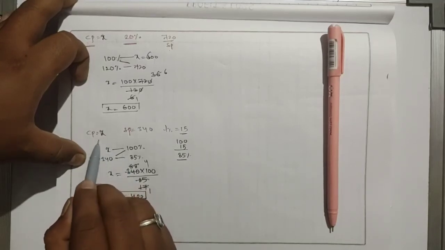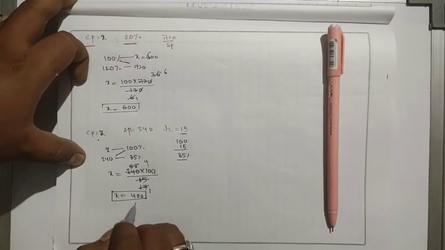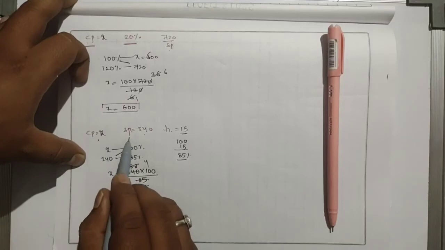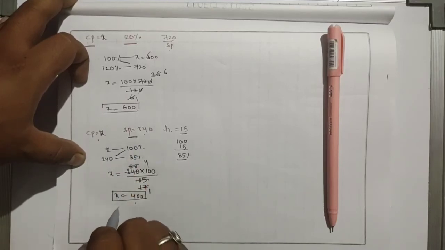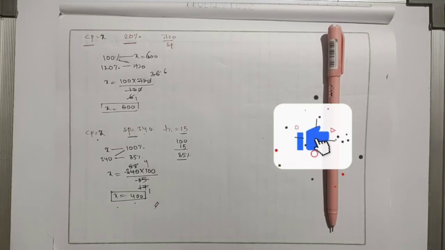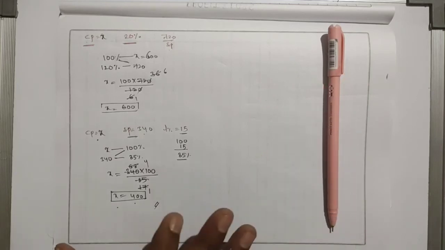400 is the cost price, which means he bought that article at 400 rupees and sold it at 340 rupees. So in this trade the selling price is less than the cost price, that's why he got a loss of 15%. In that way we can find the profit percentage, loss percentage, cost price or selling price, everything, by using this method. This method is very simple.